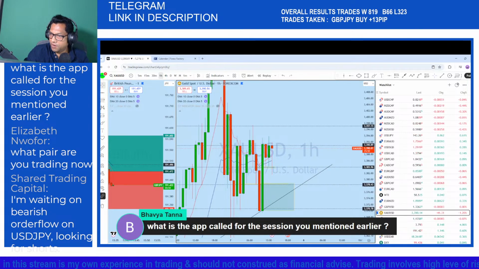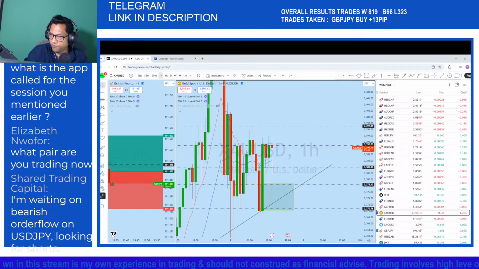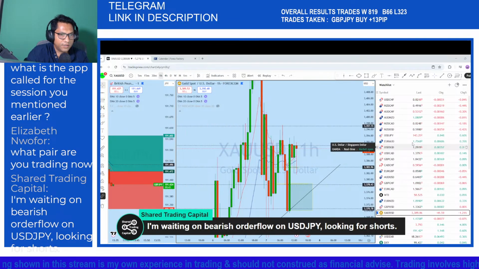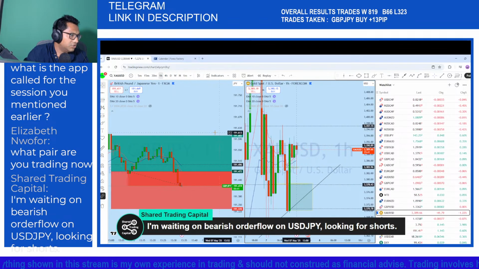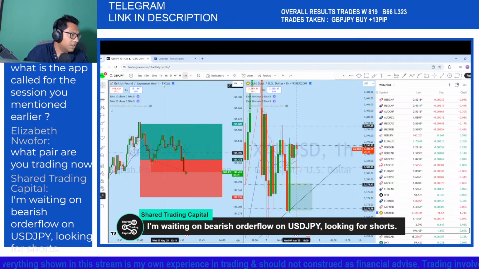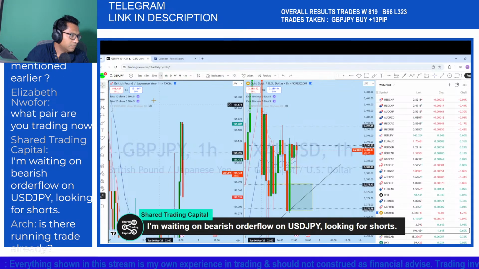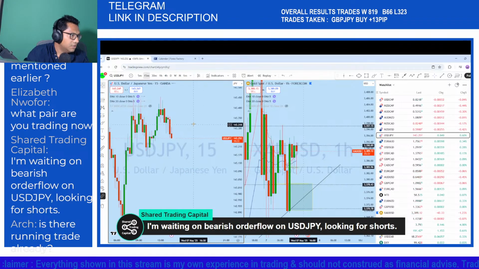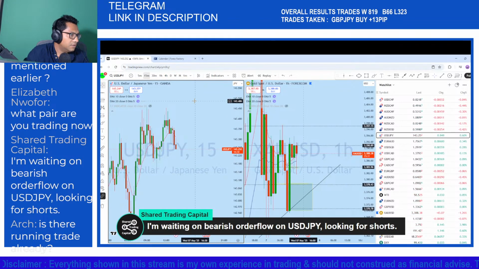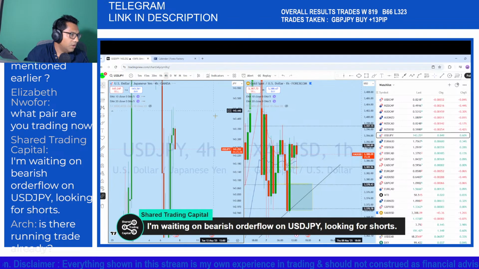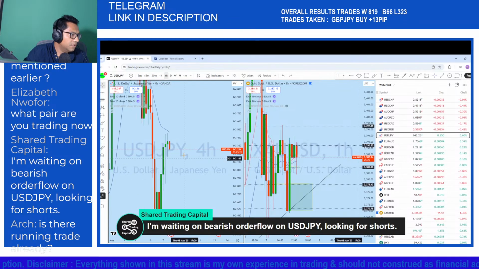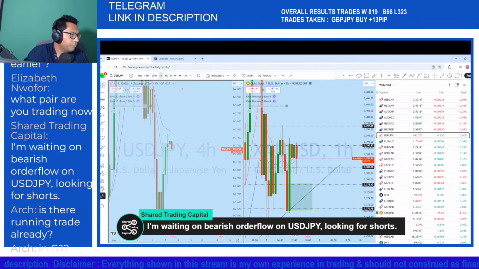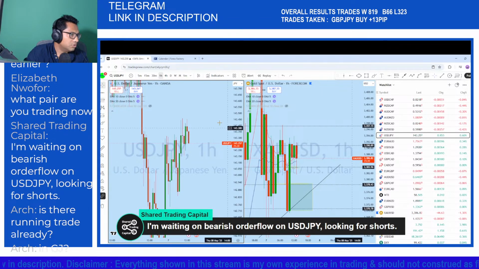I'm waiting for a bearish order flow on dollar yen, looking for shorts. We had a trade on GBP JPY, which is currently ranging. But if you look at dollar yen in that area, there are big long wick dojis back to back, two of them. Look at the 1 hour, also the same thing.